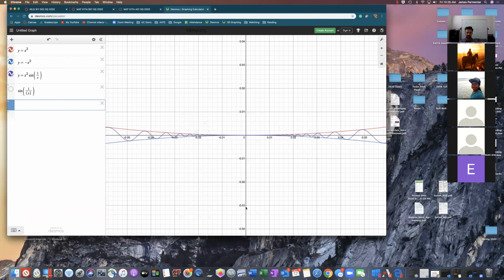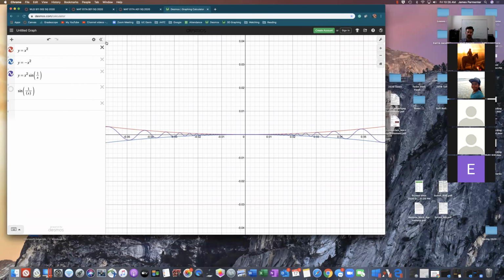I wish there was a way, I know there's a way you can change your y or x scale, but I'm not super great at this. So I think that shows enough that, oh yeah, we're definitely getting smushed down to 0. I should, let's see here. No, darn it. Anyway, that's all I want to say about that.